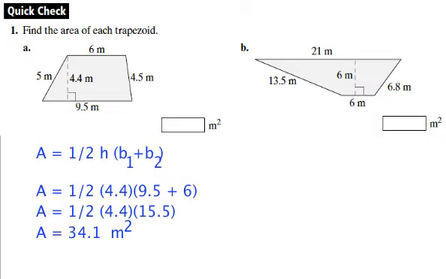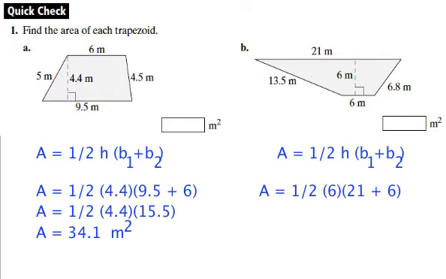For 1b, we have another trapezoid. So we're going to start with the formula A equals 1/2 the height times the quantity B1 plus B2. Our height is 6. Our bases are 21 and 6. So we fill in the quantities we know. A equals 1/2 times 6 times the quantity 21 plus 6. 21 plus 6 is 27. So we now have A equals 1/2 times 6 times 27. When you do that multiplication, you get 81. So the area of this trapezoid is 81 meters squared.